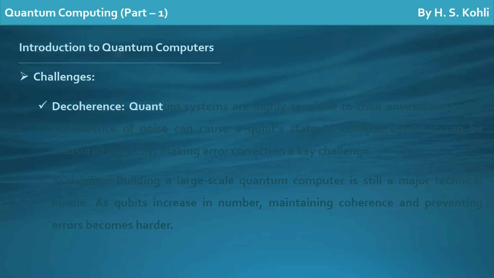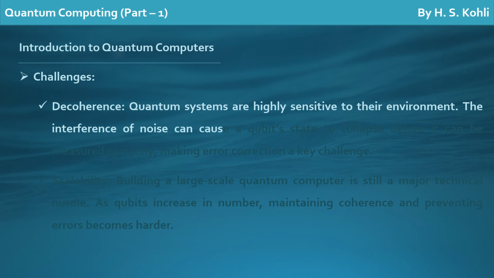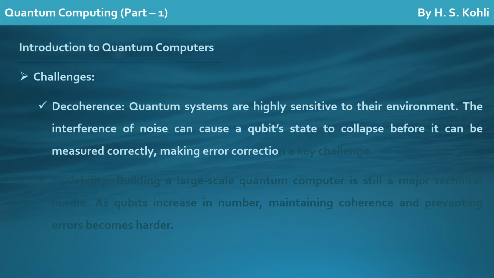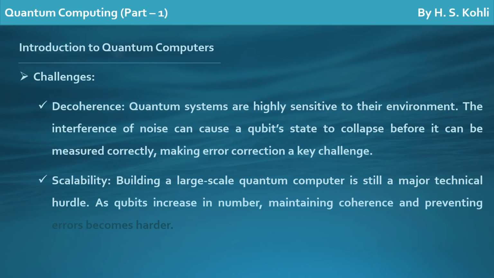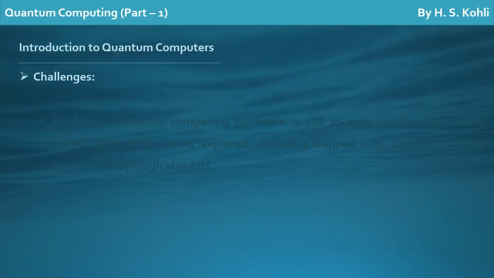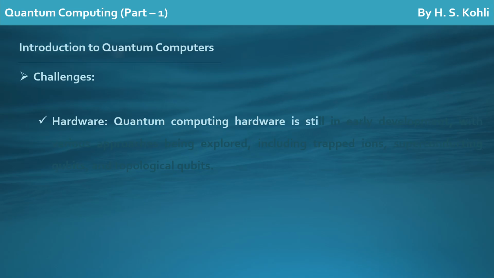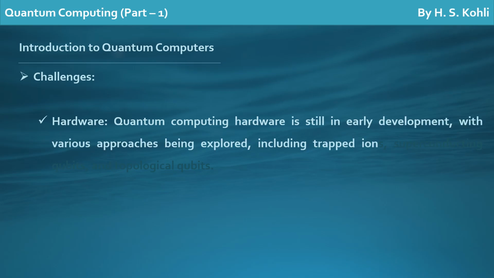Challenges. Decoherence. Quantum systems are highly sensitive to their environment. The interference of noise can cause a qubit state to collapse before it can be measured correctly, making error correction a key challenge. Scalability. Building a large-scale quantum computer is still a major technical hurdle. As qubits increase in number, maintaining coherence and preventing errors becomes harder. Hardware. Quantum computing hardware is still in early development, with various approaches being explored, including trapped ions, superconducting qubits, and topological qubits.